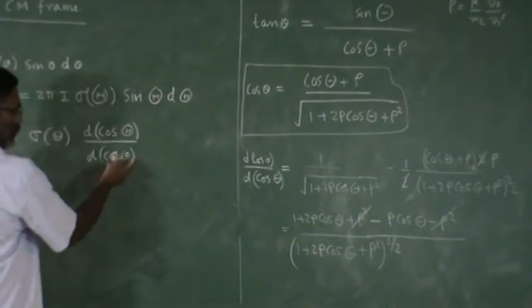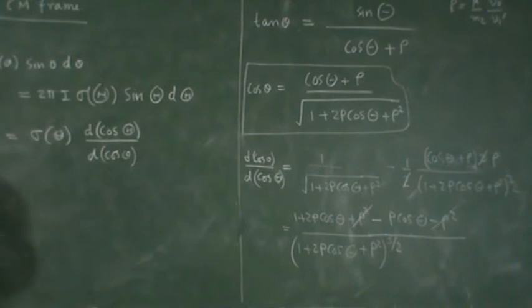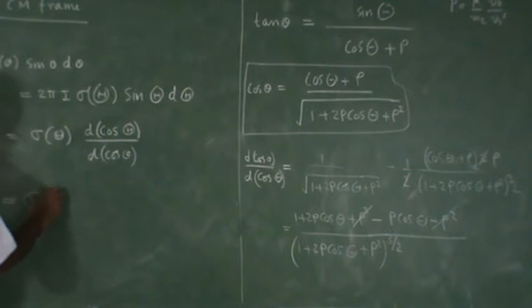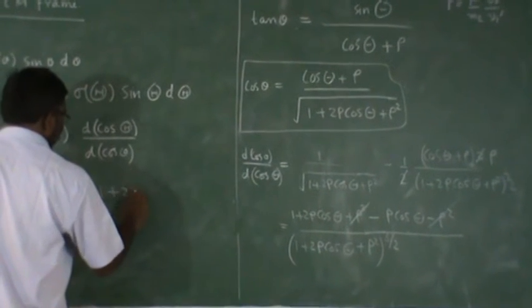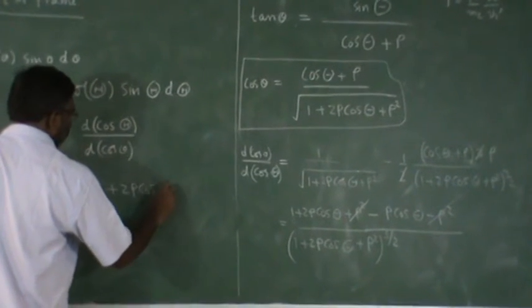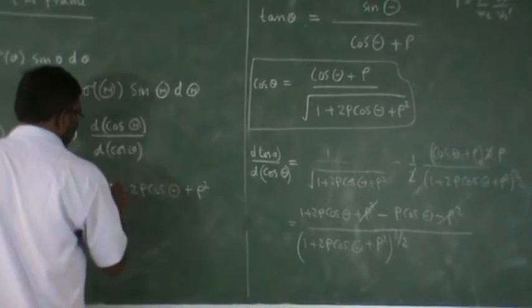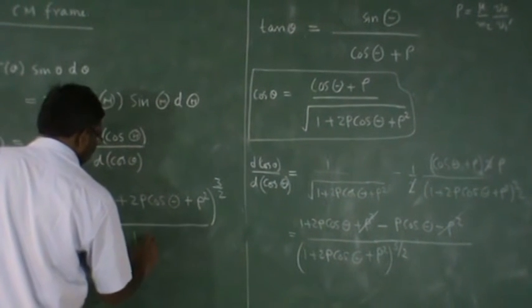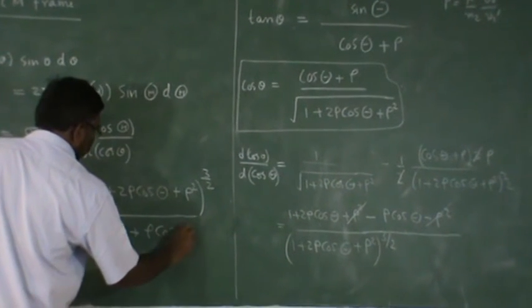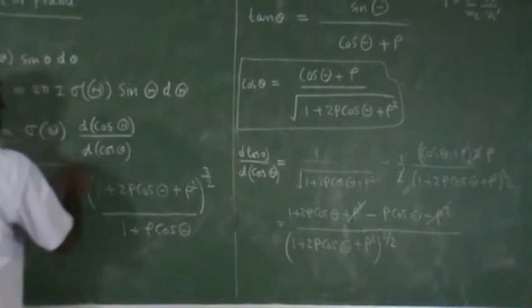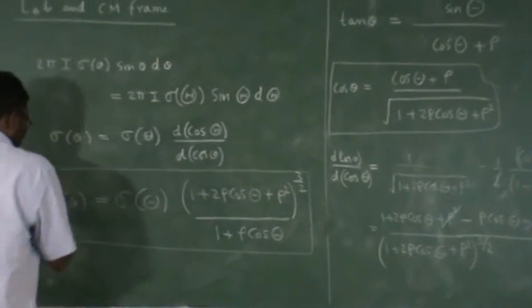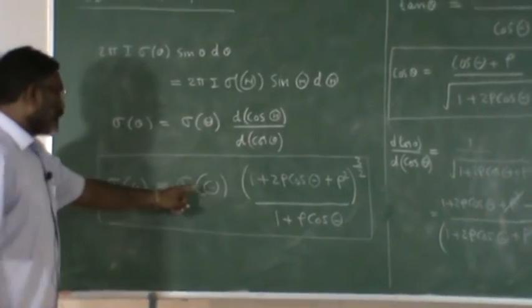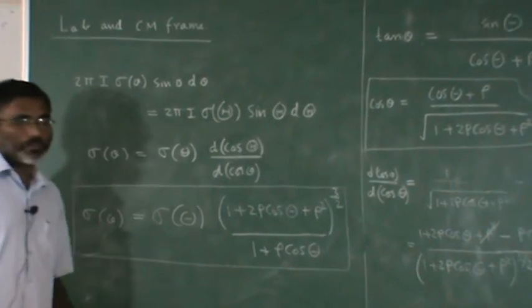This relation, I will have the inverse of this relation, and sigma in the lab frame is equal to sigma in the center of mass frame related by (1 plus 2 rho cos theta plus rho square) to the power 3 by 2 divided by 1 plus rho cos theta. So this expression is what transforms the expression that we had in theta to lambda.